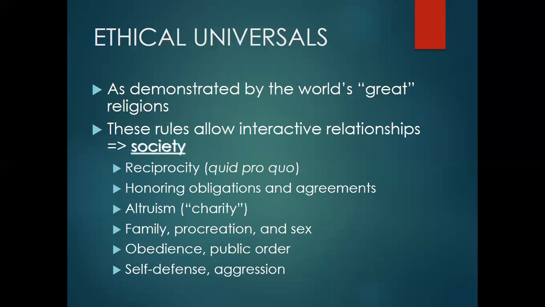So the rules allow interaction and interactive relationships leading to society, which then has a number of items that it does. So you have reciprocity, you have ways to honor obligations, you have altruism, called charity by some. Some religious groups and some cultures have different names for this. It's just their terminology that's used for it. There's differences when you look at family, procreation, sex, obedience, public order or public disorder, self-defense versus aggression, all these different things pull together in cultures.